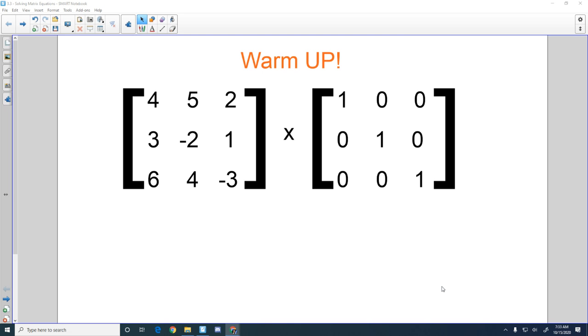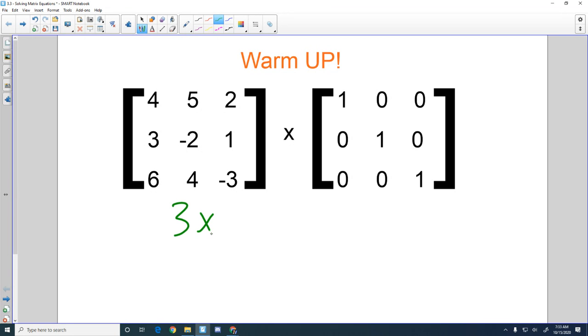We talked about multiplying matrices. All right, you take rows times columns. So I've got two matrices up here, a 3 by 3 times a 3 by 3. First of all, can I multiply these two matrices together? Yes, we can. So remember, you always have to do that check real quick.